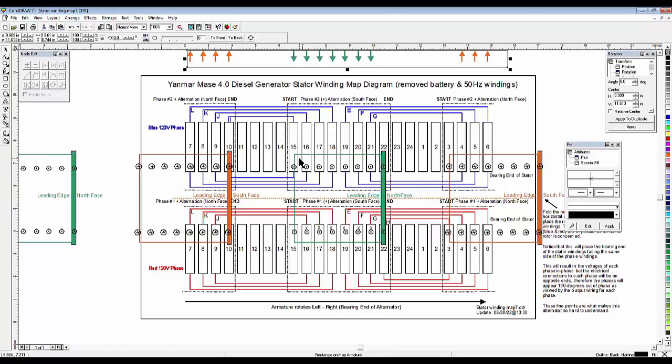See, now we have the north face of the armature cutting slot 22, which does nothing. But it's cutting 21, 20, 19, 18, 17, 16, 15. All these currents are coming out of the paper, out of the view we're looking at. At the same time, the south face of the armature, which is opposite polarity, is pushing current into slots 3, 4, 5, 6, 7, 8, 9, and 10.